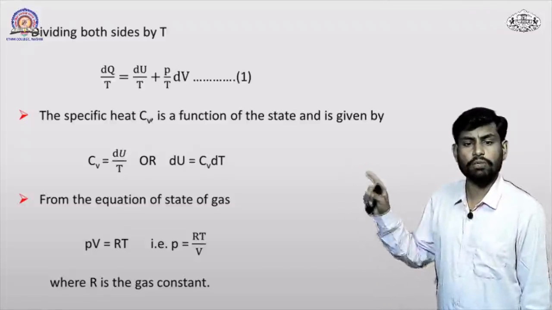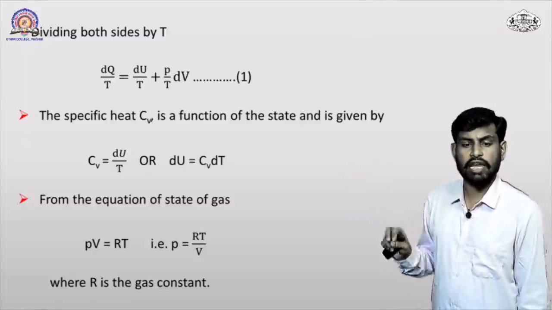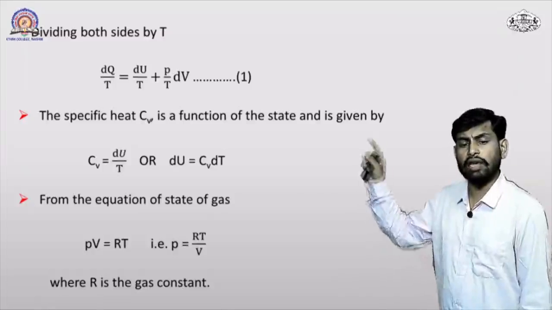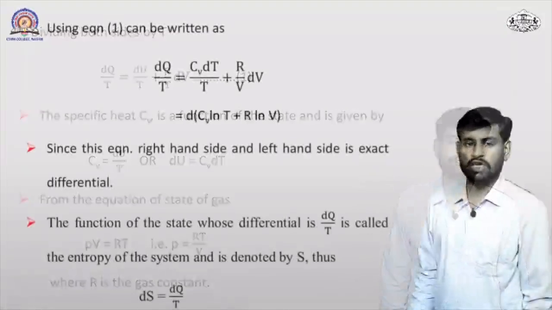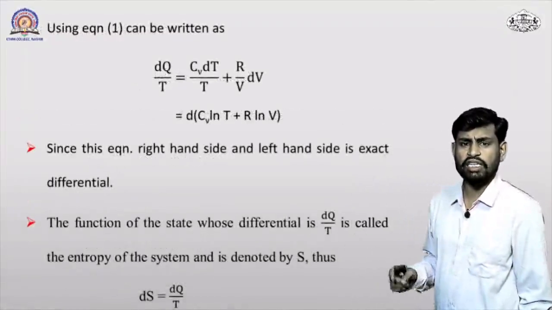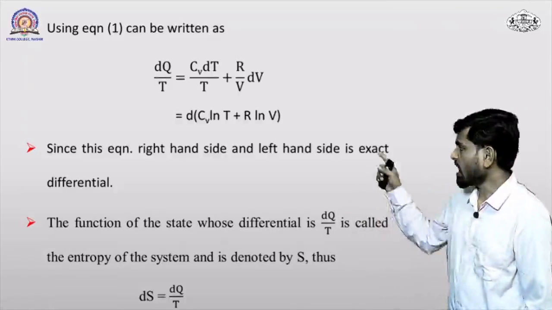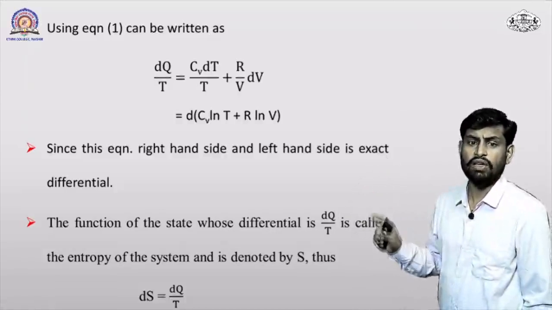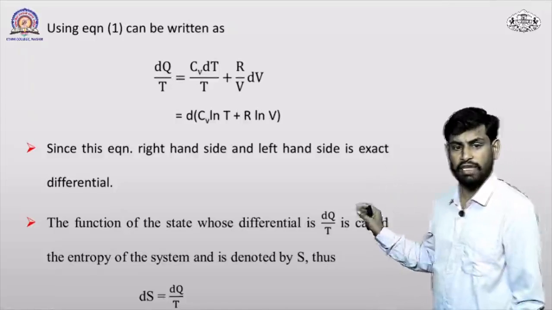From the equation of state of a gas, PV = RT, that is P = RT/V, where R is the gas constant. Using equation first, we can write dQ/T = Cv dT/T + R dV/V = d(Cv ln T + R ln V).